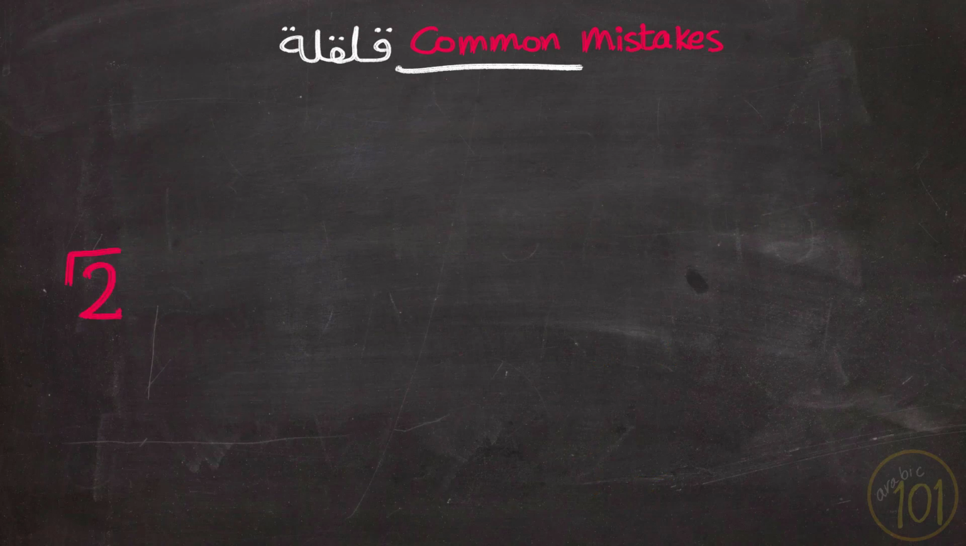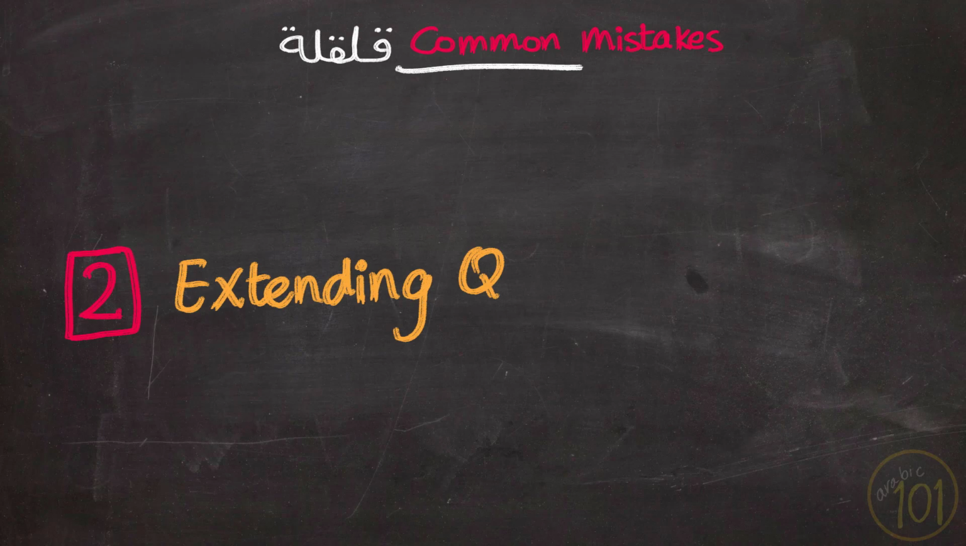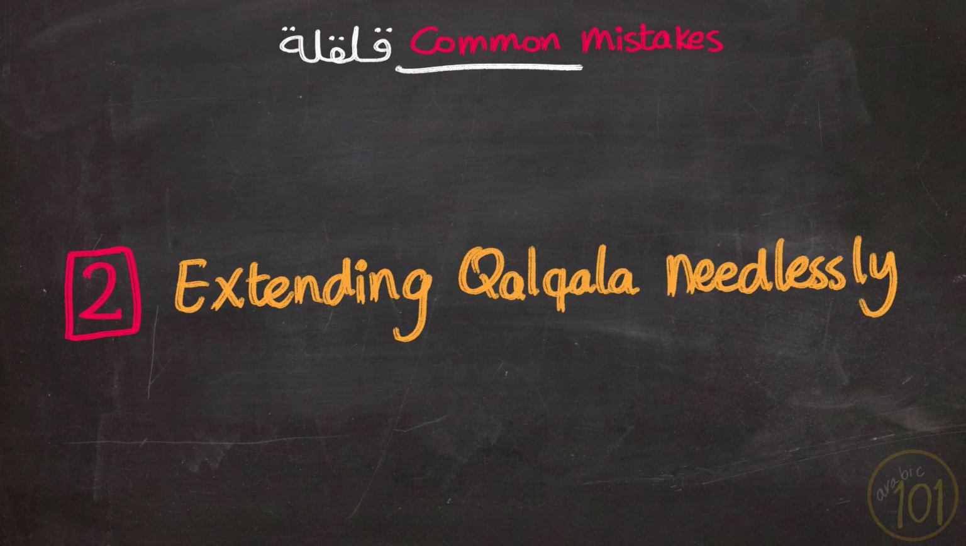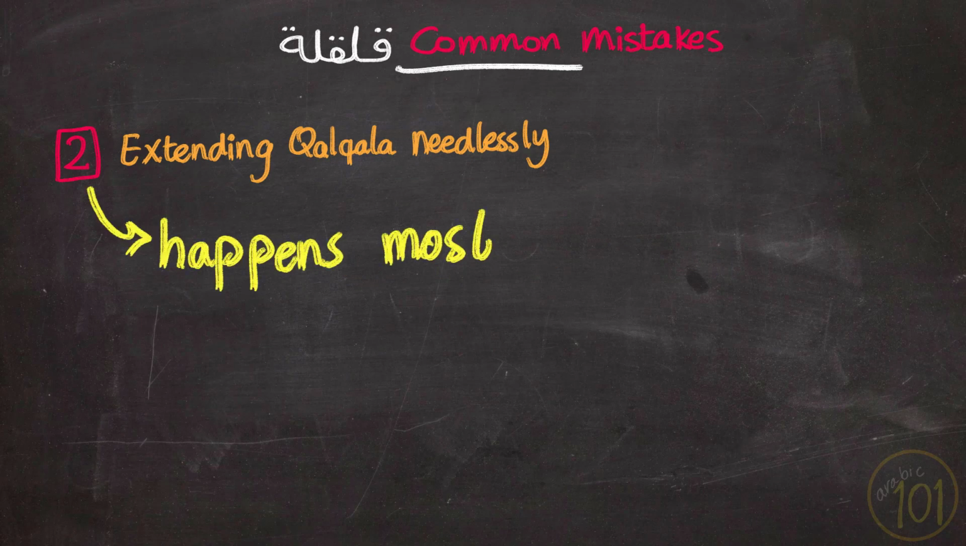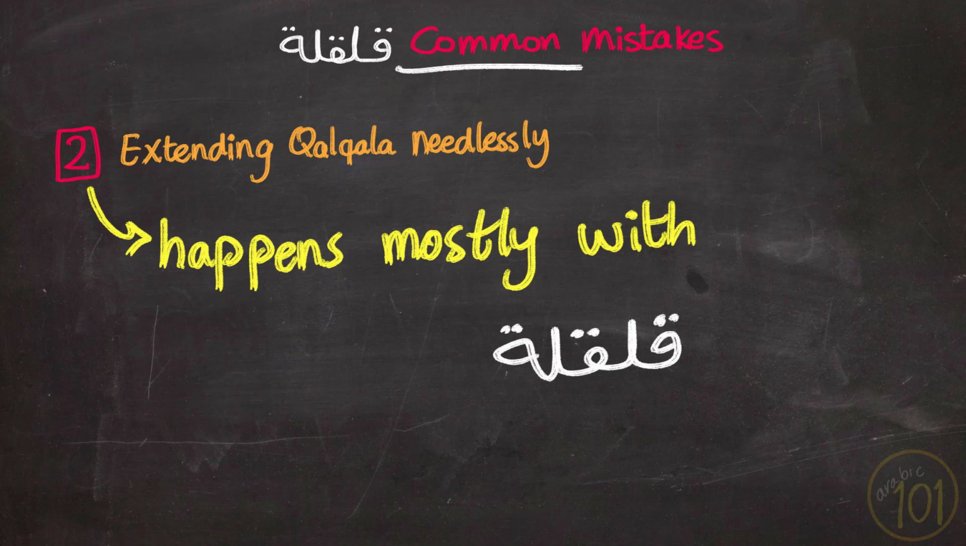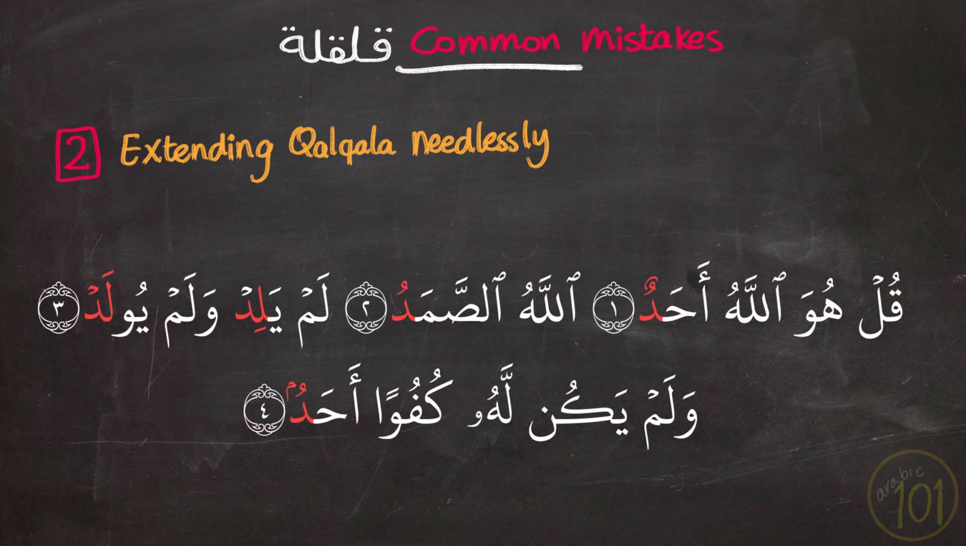Moving on to the second common mistake, which is exaggerating or extending Qalqalah needlessly. Now, some people get a bit overzealous when applying Qalqalah at the end of the word to apply major Qalqalah, or as we learned before, Qalqalah Kubra. So they would then say قُلْ هُوَ اللَّهُ أَحَدٌ اللَّهُ الصَّمَدُ لَمْ يَلِدْ وَلَمْ يُولَدْ وَلَمْ يَكُنْ لَهُ كُفُوًا أَحَدٌ.